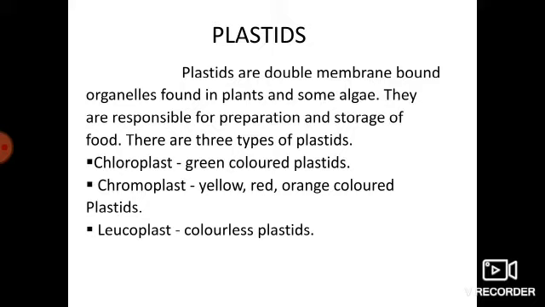There are three types of plastids: chloroplast, chromoplast, leucoplast. Chloroplasts are green colored plastids. Chromoplasts are yellow, red, orange colored plastids which can be seen in the flowers, fruits, etc. Then the leucoplasts are colorless plastids.